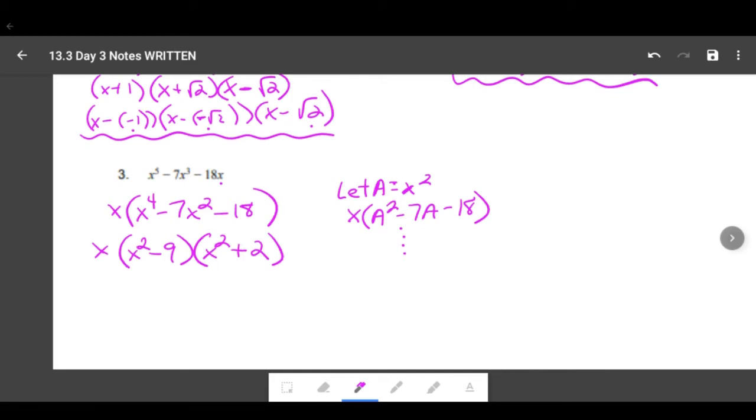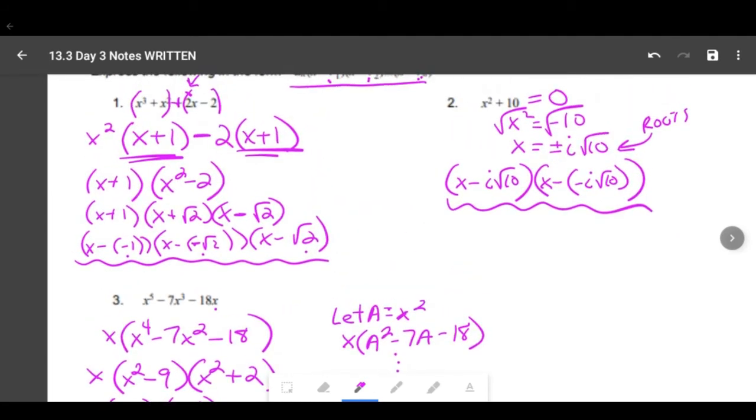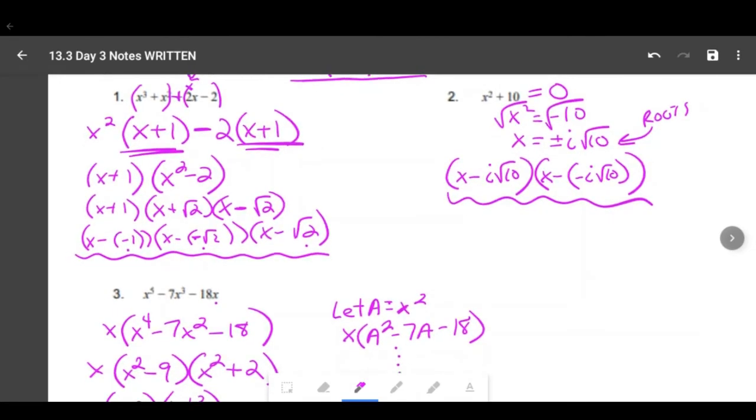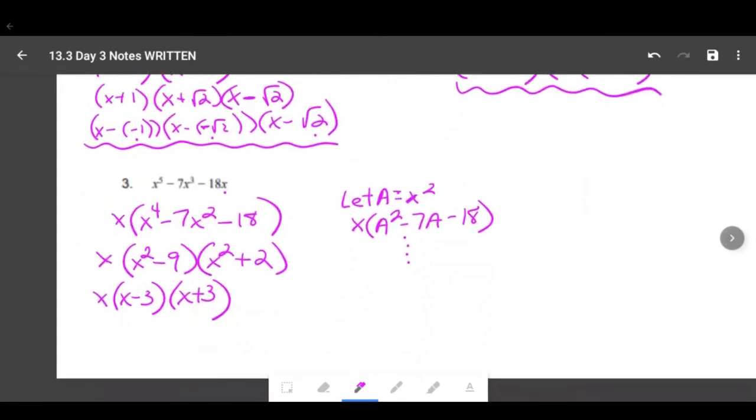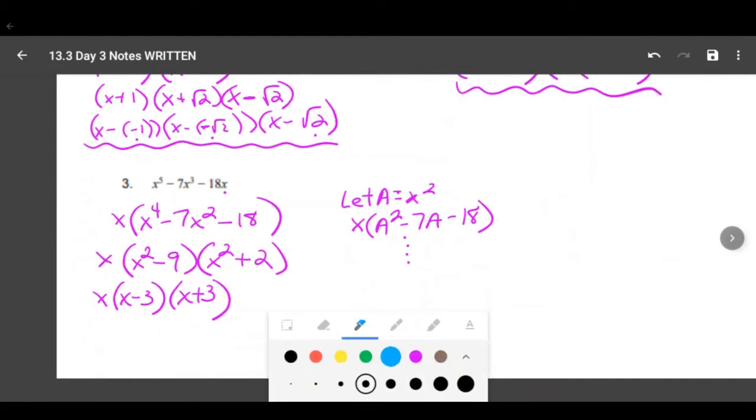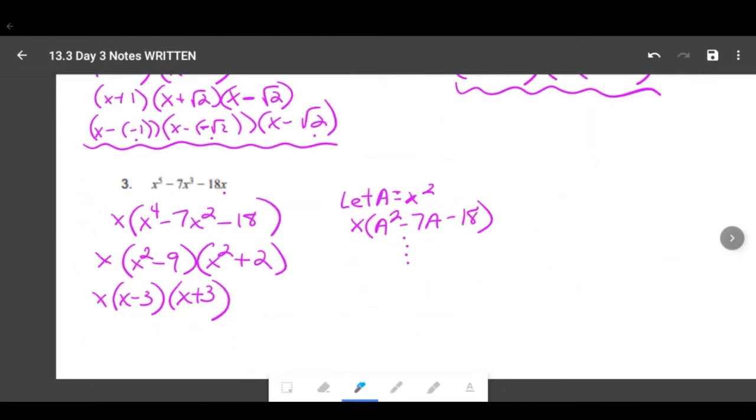All right, and again, I have to make it x to the first in each quantity, so I need to factor that x squared minus 9. I'm going to make it x minus 3, x plus 3. Now, if you look at that x squared plus 2, this is similar to what we just talked about doing up here in number 2. If I take the x squared plus 10 set equal to 0, you see how I got plus or minus i root 10. Same thing if I were to take x squared plus 2 set equal to 0, what I would find is x equals plus or minus i root 2.